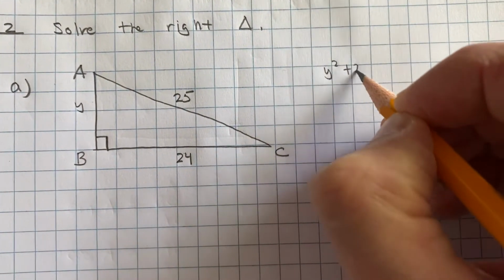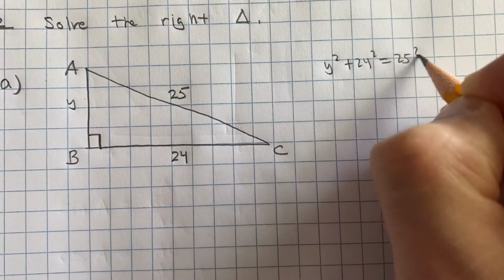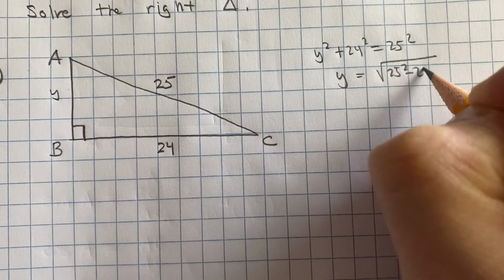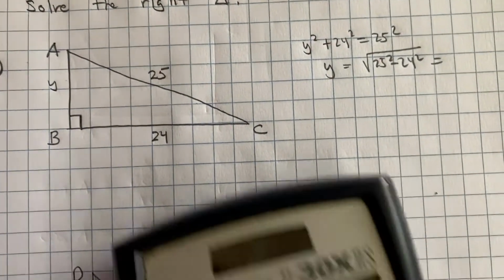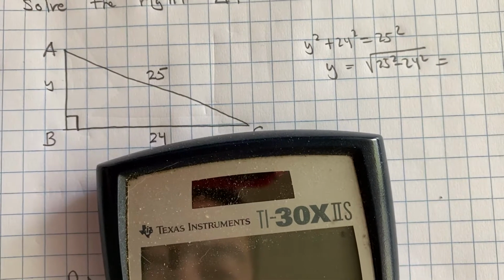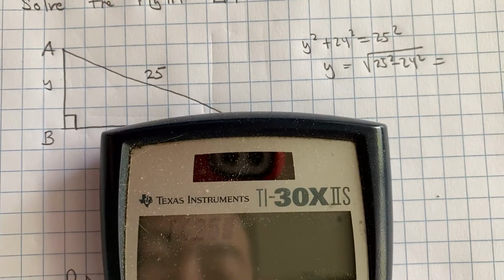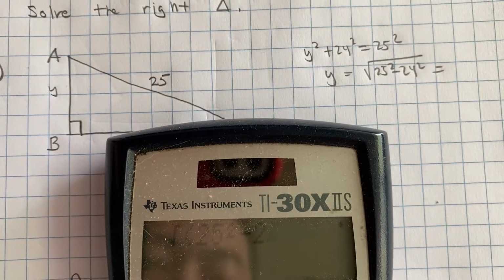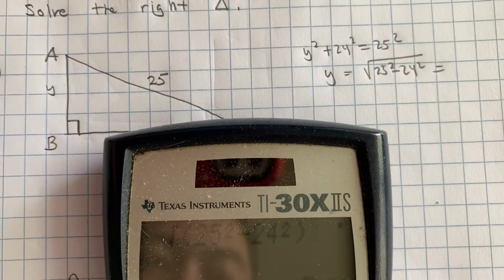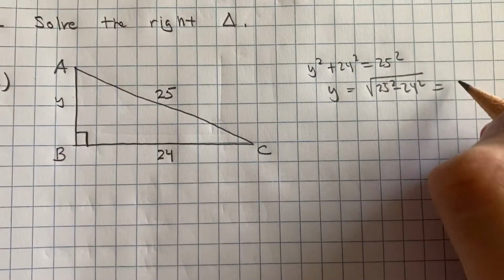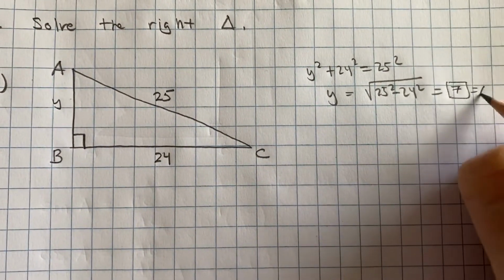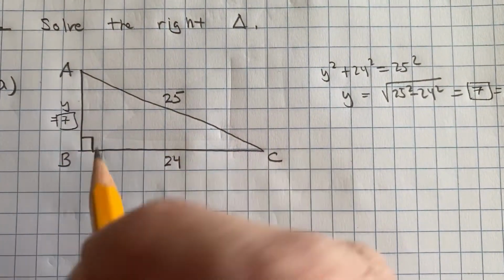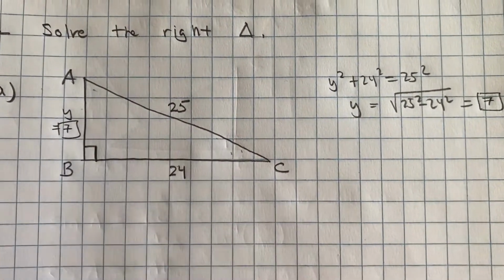Y squared plus 24 squared is equal to 25 squared. Y is the square root of 25 squared minus 24 squared. And if you use your calculator, the square root of 25 squared minus 24 squared will just give you 7. Okay, so I already solved for what AC is. That's just 7.